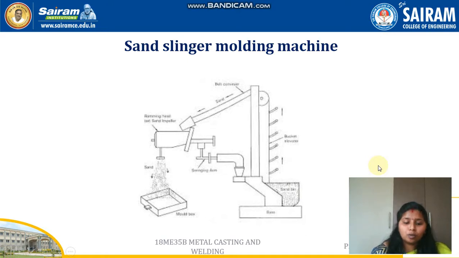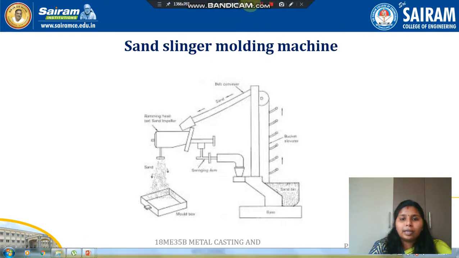In the initial stages of ramming, the blades are rotated at a speed of 1000 to 1200 rpm to avoid damage to the pattern due to the abrasive action. So these are the different molding machines that are equipped in a casting industry to reduce the manual work for certain complicated structures and for the repeatability process. So this is about the various molding machines used in casting. Thank you.